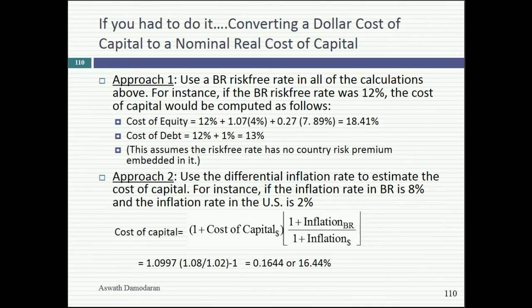If you're in a hurry, here's what you can do. Take the 9.97% cost of capital, which is in dollar terms, add the extra 6%, the differential inflation, and you've got a dollar cost of capital converted into a real cost of capital. If you want to do it right, there's actually a compounding effect, which is what I built in here, because inflation builds on inflation. So if you do that, you end up with a 16.44% real cost of capital.